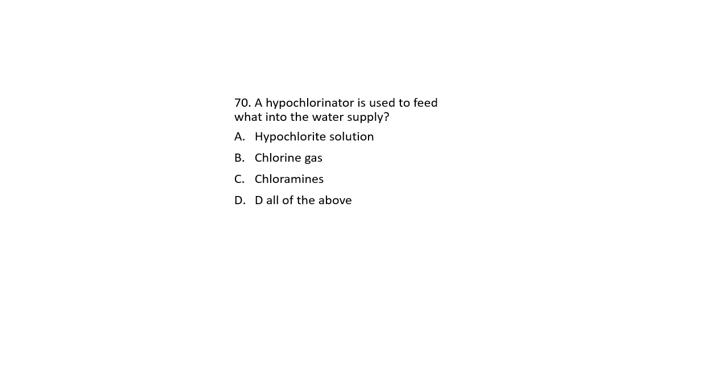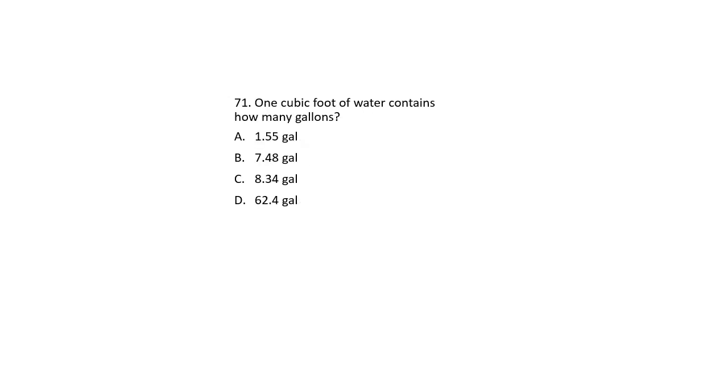A hyperchlorinator is used to feed what into the water supply? Hypochlorite solution, chlorine gas, chloramines, or all of the above? The answer is A, a hypochlorite solution. Chlorine gas uses a vacuum, and chloramines are made by adding ammonia to chlorinated water. One cubic foot of water contains how many gallons? 1.55 gallons, 7.48 gallons, 8.34 gallons, or 62.4 gallons? And the answer to that is 7.48 gallons per cubic foot.